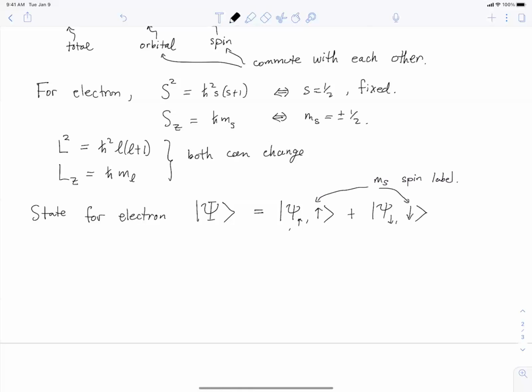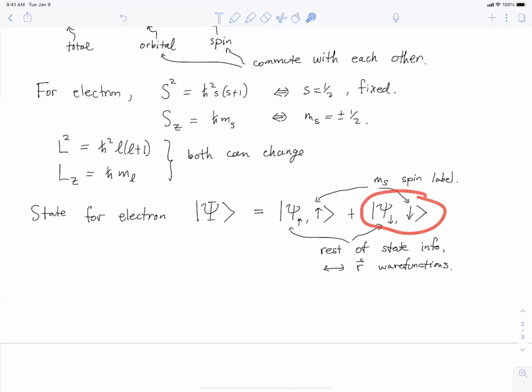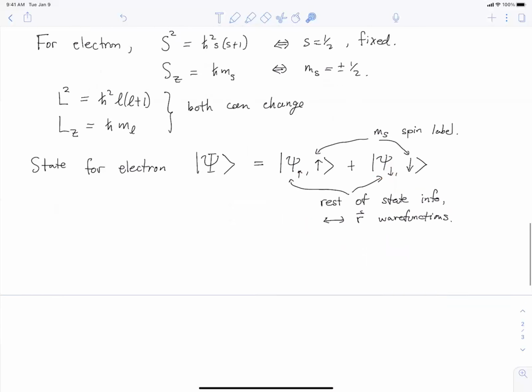Okay, and then this other thing, the first slot of the ket, is just what's specifying the rest of the state information, whatever it is. So that could be, for example, the position space wave functions. But because I have two independent kets here, there are two different wave functions for the electron. There's the spin up one and the spin down one. Okay, and so we have to keep track of both of them.